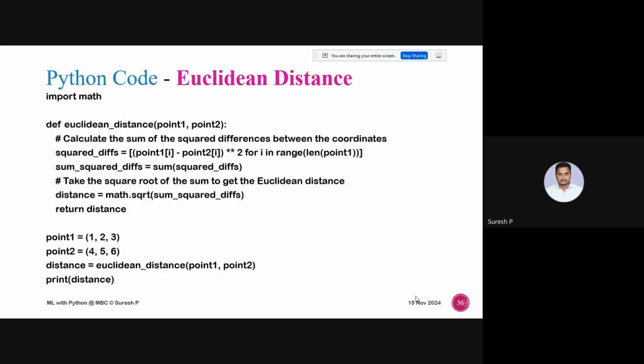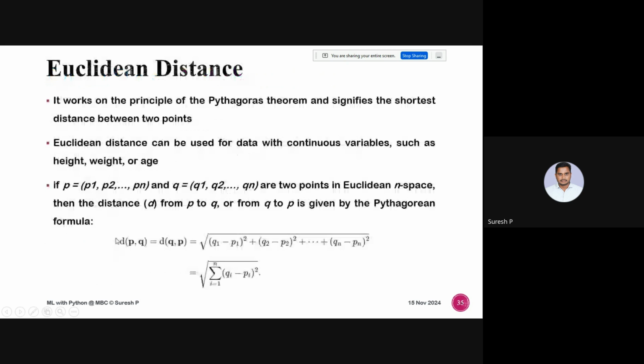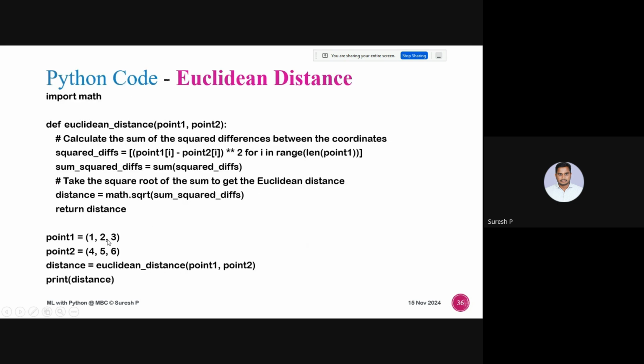So this is the Python code for calculating the Euclidean distance. Here we are importing the math library and creating a point in 3 space, that is, n space is equal to 3 space. Here there are 3 attributes like 1, 2, 3, and here 4, 5, 6. So this is data point 1 and this is data point 2, and the distance can be calculated using the Euclidean distance function, which is written separately. The definition for this particular function is written here.